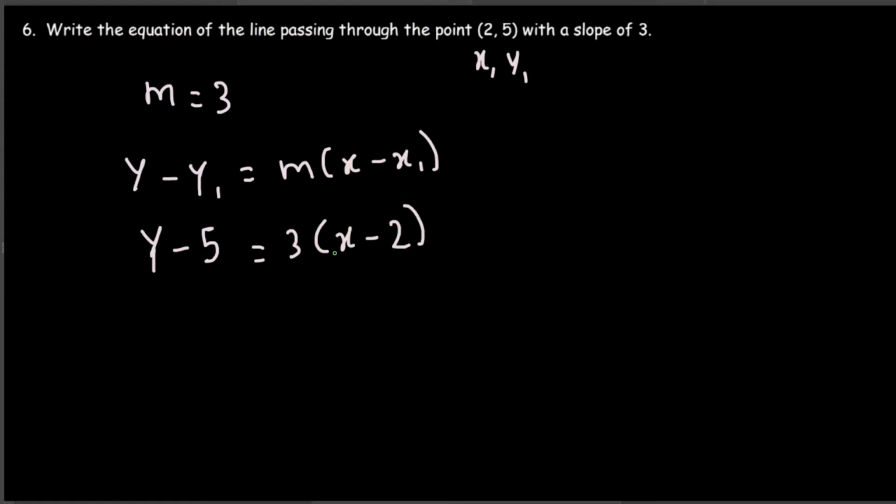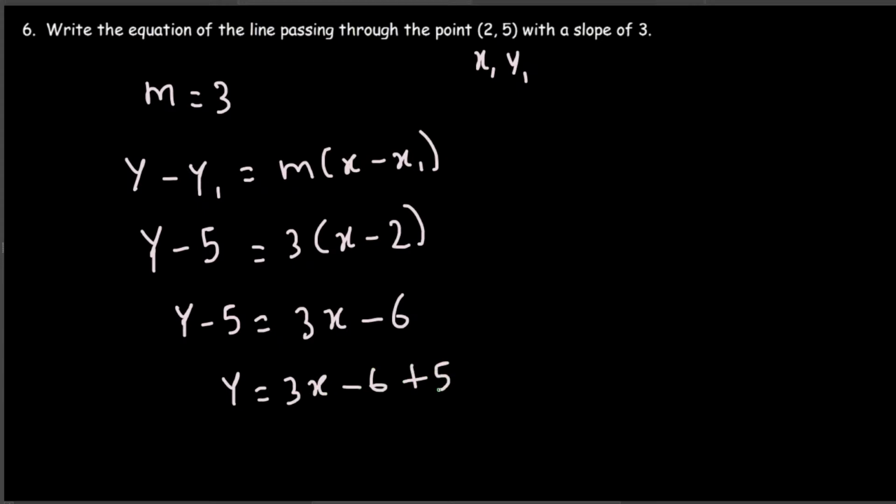Now let's go ahead and simplify this one. y minus 5 is equal to 3 times x, that's 3x, and then 3 times negative 2, that's minus 6. And if I bring this negative 5 to the other side, that's going to become positive 5. So this is going to be 3x minus 6 plus 5. Minus 6 plus 5, that is minus 1. So this is going to be 3x minus 1. And that's our final answer.